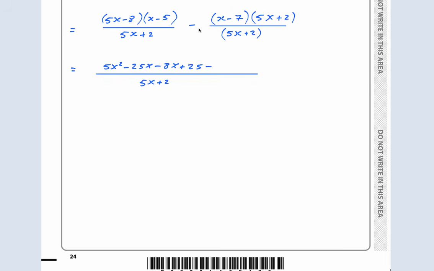Then it's minus this. Now be careful, guys. This has to all be in a big bracket. So x times 5x squared is 5x squared. x times 2x is plus 2x. Minus 7 times this is minus 35x. And minus 7 times 2 is minus 14. That's all in a bracket. And this is all over 5x plus 2.